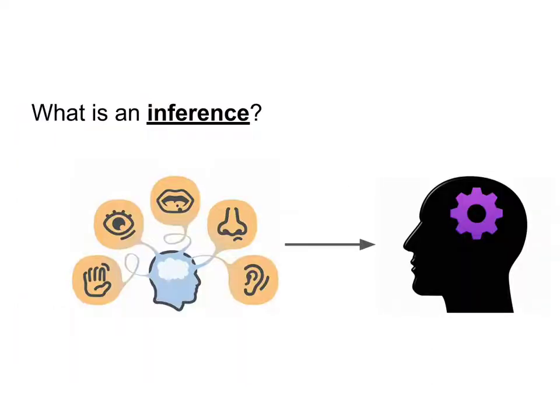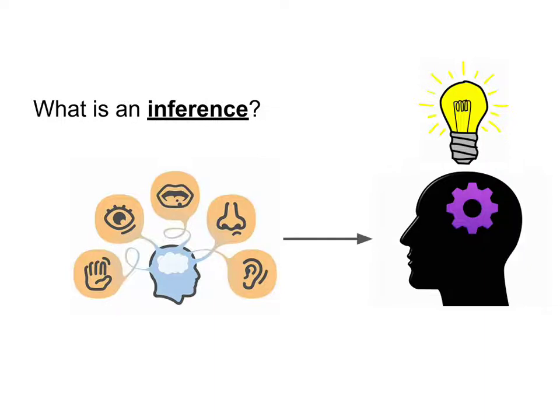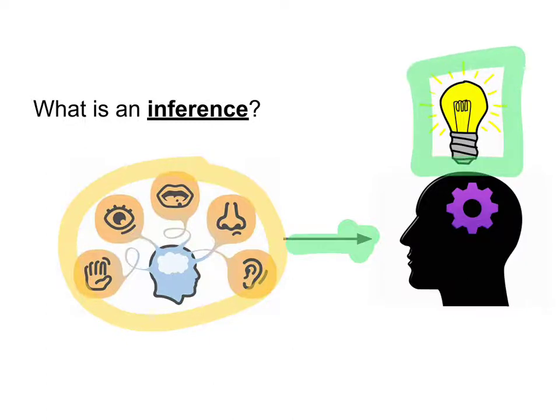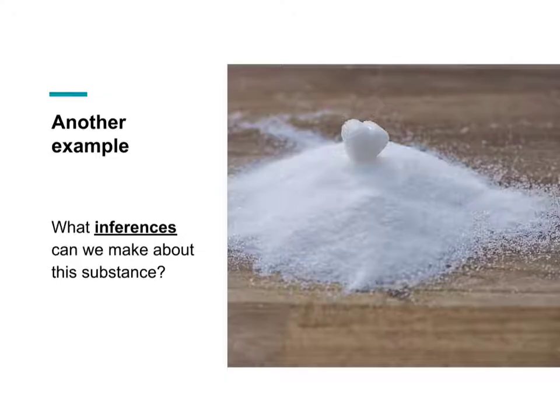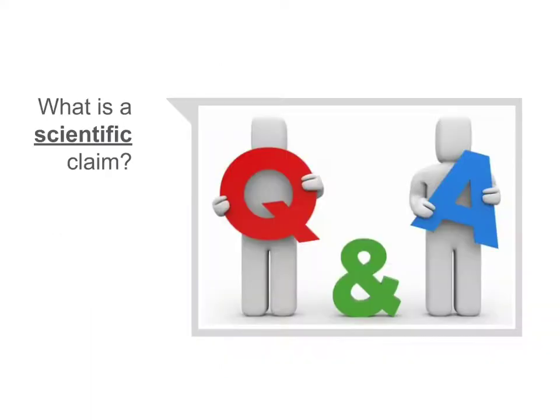Now, we also have something called inferences. Inferences are a little bit different than observations. As you can see here, in an inference, you take what you have observed and you're going to process that in order to come up with what you think is true based on those observations. So returning to our example from before, what inferences can we make about this animal? And what inferences can we make about this substance?